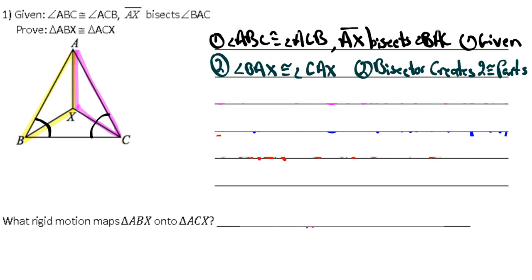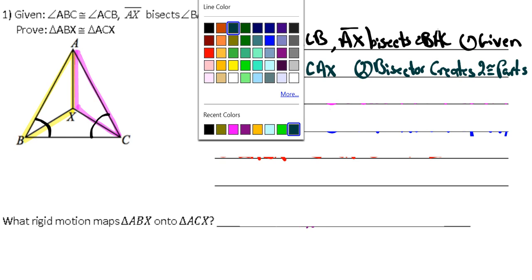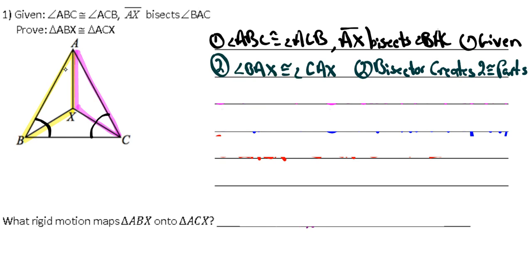So we have a bisector. Why don't we go ahead and use that first? We know that a bisector creates two congruent parts. So our angle bisector will create two congruent angles. So that's angle BAX is congruent to angle CAX because a bisector creates two congruent parts. So we are on our way.